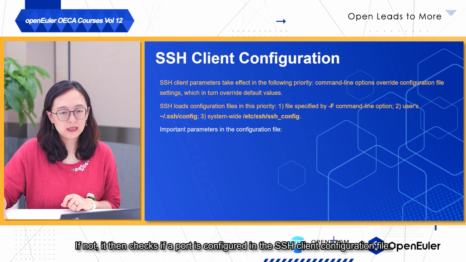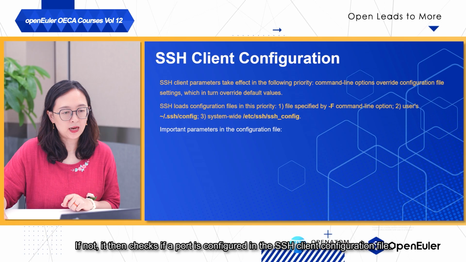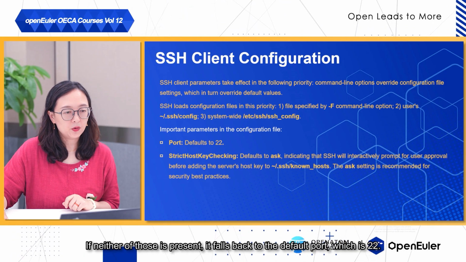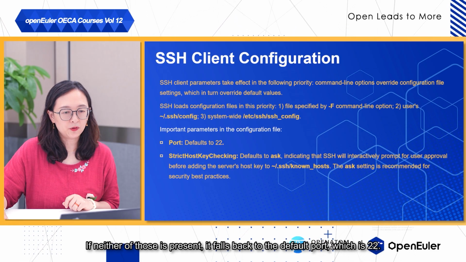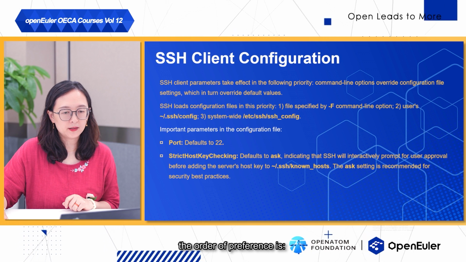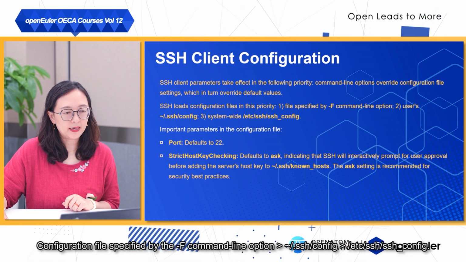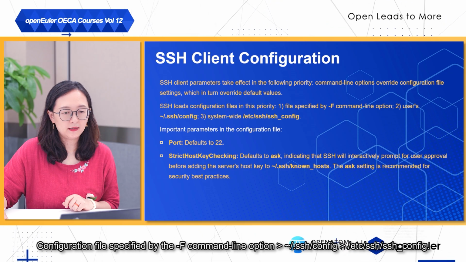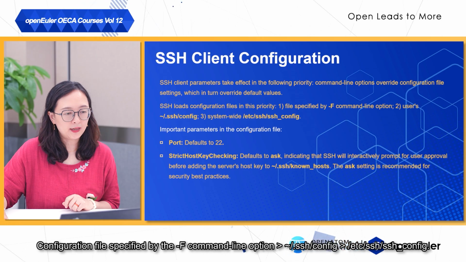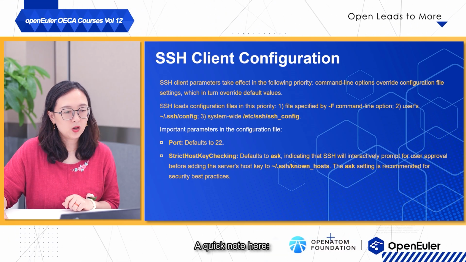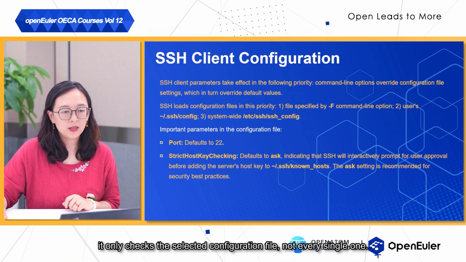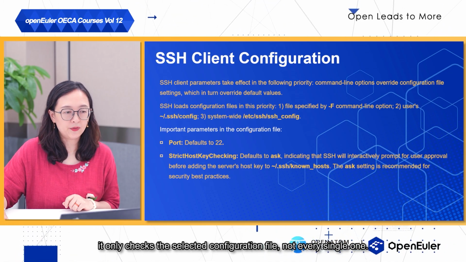If not, it then checks if a port is configured in the SSH client configuration file. If found, it uses that. If neither of those is present, it falls back to the default port, which is 22. Regarding configuration files, the order of precedence is the configuration file specified by the -f command line option, then the ~/.ssh/config file, and then the /etc/ssh/ssh_config file. A quick note here. When the client checks if the configuration file has a parameter configured, it only checks the selected configuration file, not every single one.